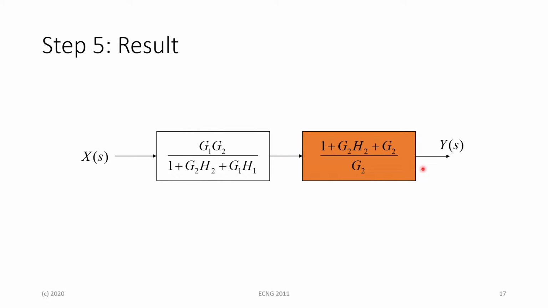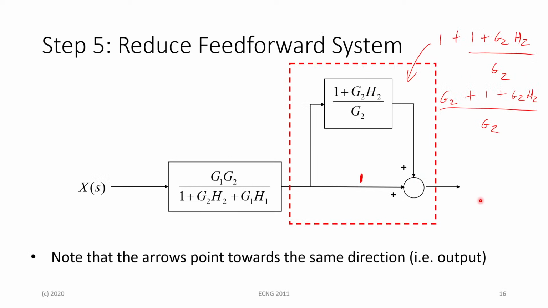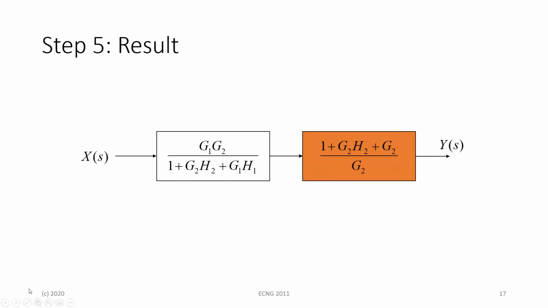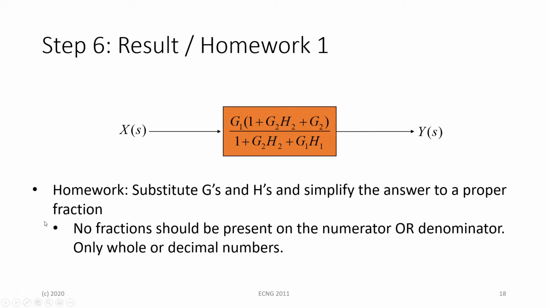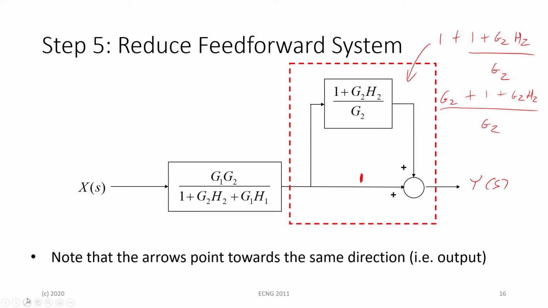Okay, yeah, sure. I could go back through that. So, in reducing the feed forward system here, the reason why it's feed forward is because, watch the directions of the arrows. The arrows are all pointing towards the output, and the output in this case would have been y of s. So let me write in that y of s here for you.